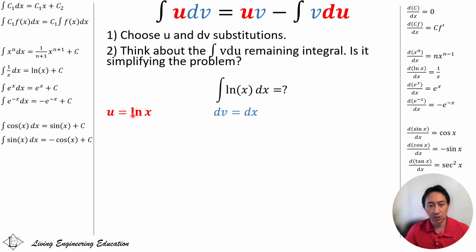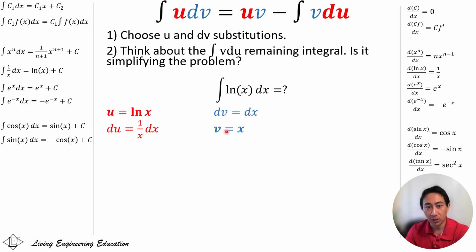Okay, so once you select what you want to substitute, the next thing you need to do is this: you have u, so you need a du. You have dv, so you need a v. So you need to take the derivative of natural log x, which is just 1 over x, and then you need to take the integral of dx, which we know is just going to be x. All right, so du is equal to the derivative, 1 over x dx, because du/dx is equal to 1 over x, so du is equal to 1 over x dx. And the integral of dv is v, and the integral of dx is just x, because that's just a constant one.